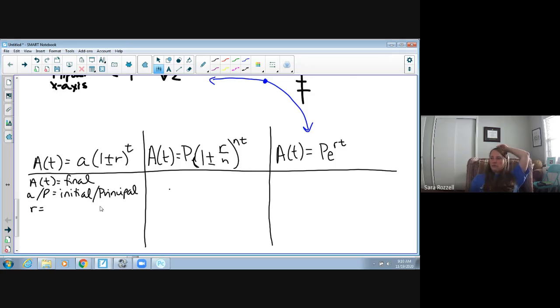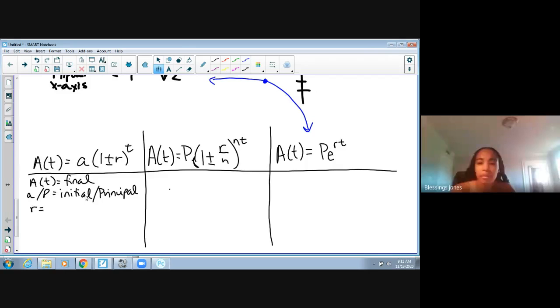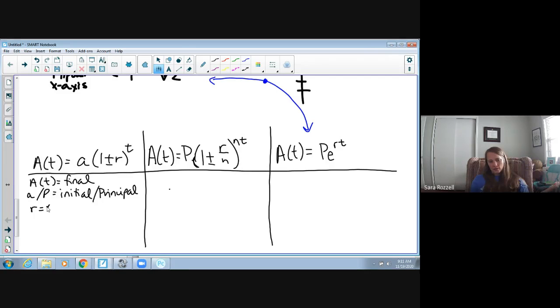Our r value, what do you think the r stands for? We're talking about interest. It would probably be the rate. Right, yeah, r is the rate. They're going to give it to you most likely in a percentage form. So if it's in a percentage form, you need to turn it into decimal form, okay? So if percent, you need to change to decimal. And t stands for time.